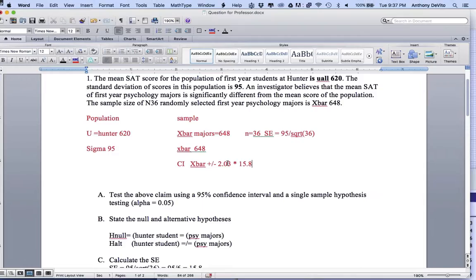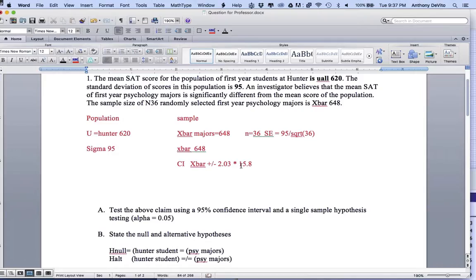So now I'm going to say to myself, x bar, which is 648, minus 2 times 15.8. I'm going to round this. I'm going to say this is 32. I'm going to call this 32. 648 minus 32 is equal to... I'm sorry, I'm subtracting. That's 616, right?